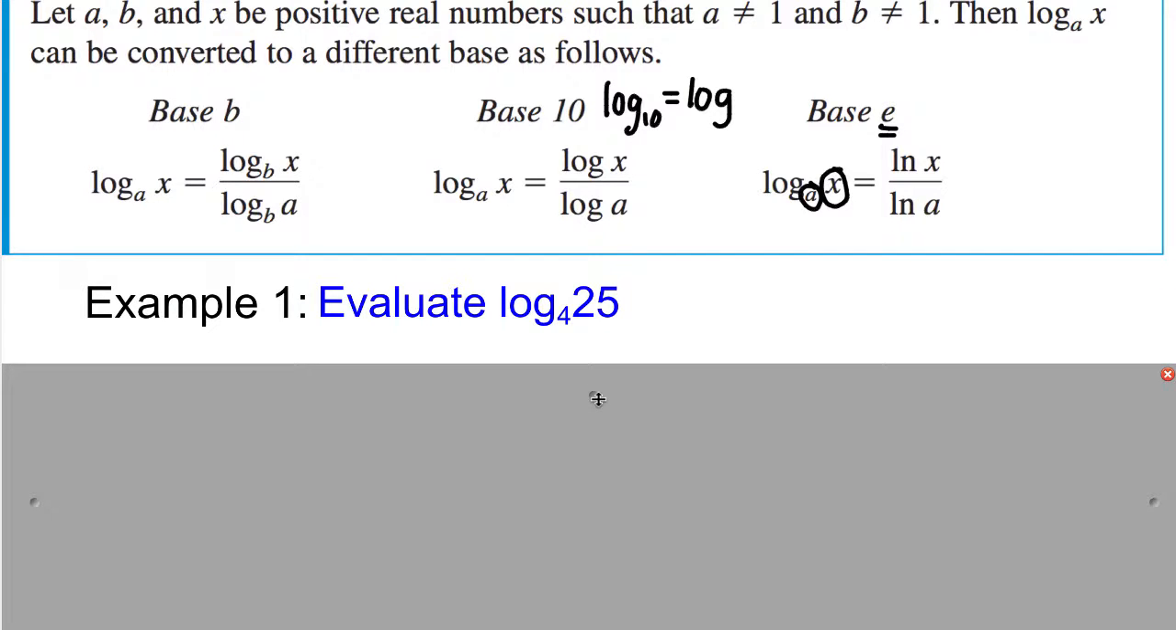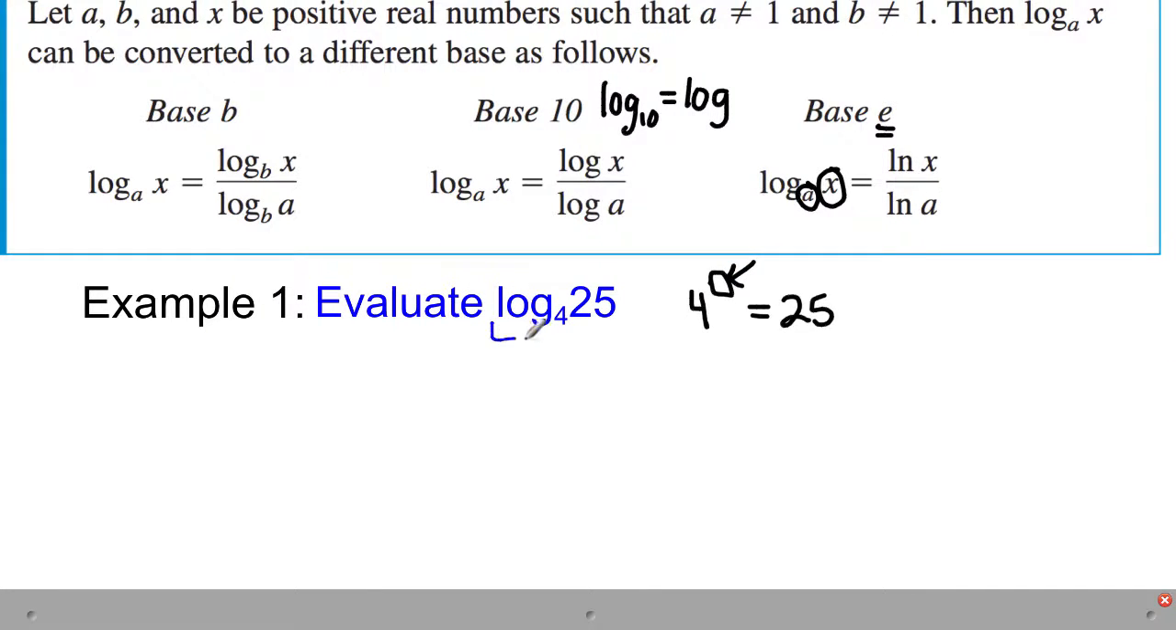First example. Suppose we want to evaluate log base 4 of 25. Well, we previously learned that we would answer this question by asking ourselves, 4 to what power gives us 25? Well, that's an odd question to ask because that's not an integer power. So it's kind of funky to figure out without a calculator. And so now we're going to use the change of base formula to get this value right here.